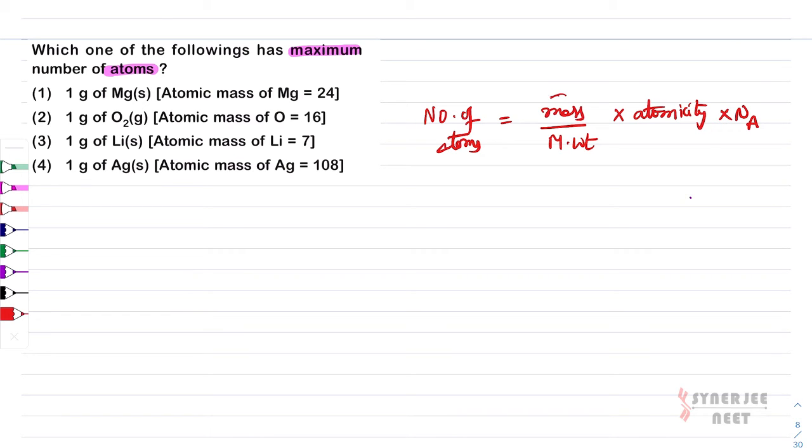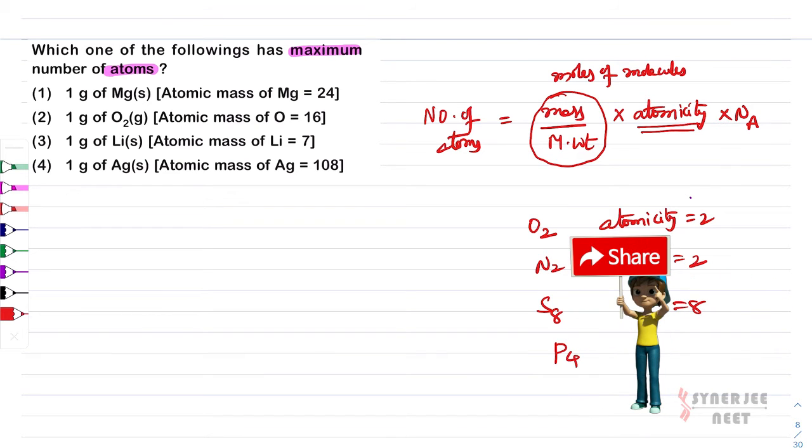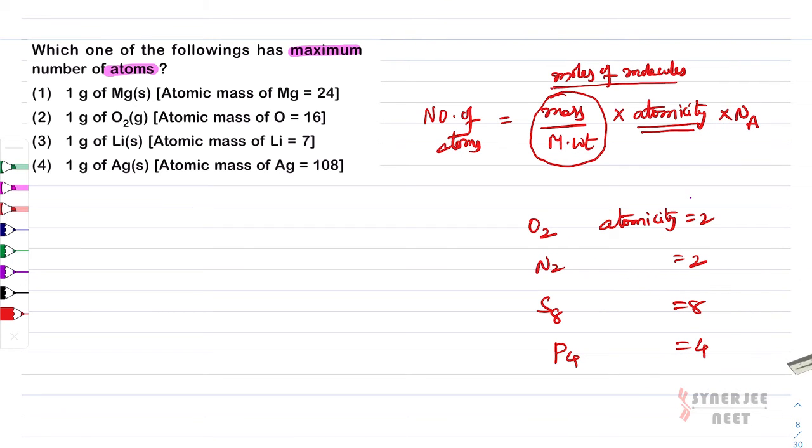Suppose it is a molecule, then this will give you the moles of molecules. Now this moles, we multiply with atomicity. Atomicity means the number of atoms present in the molecule, or the number of atoms present in the representation. For example, O2 has atomicity 2, N2 again 2. If S8 is there, atomicity is 8, P4 atomicity is 4, in that manner. So we are multiplying by the number of atoms present, indirectly converting moles of molecules into moles of atoms. Once we know moles of atoms, 1 mole contains Avogadro number. If you multiply with the Avogadro number, we will get the total number of atoms.